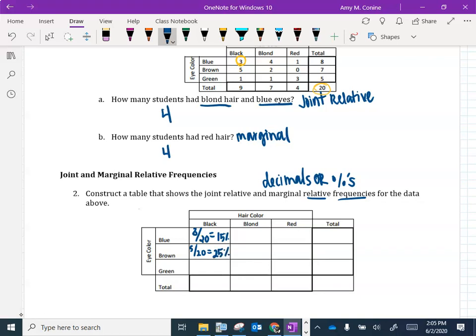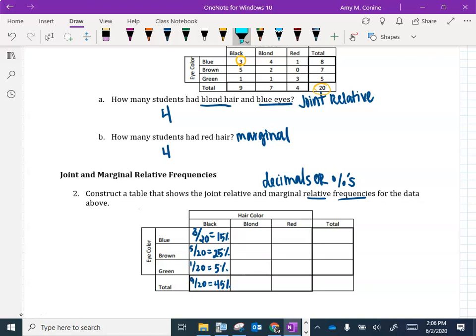And then we're going to do the same thing here. So 1 out of 20 should get us 5%. So now our total for black hair was 9 out of 20. So hopefully we get 45%, because that's what these would be added up. So 9 divided by 20, we do get 45%. So that's what we're going to do for all of these columns.